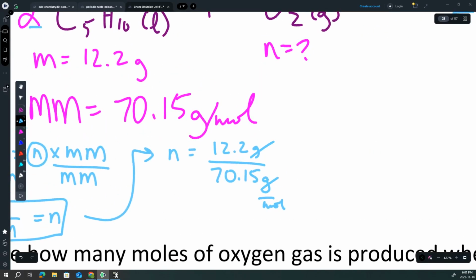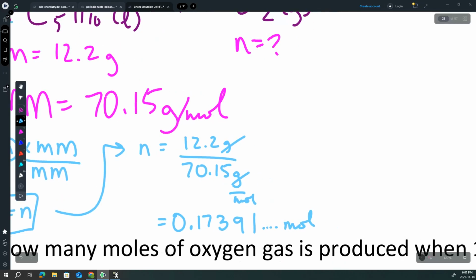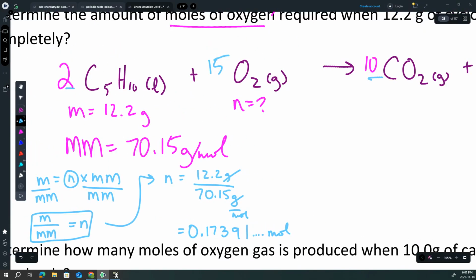All right, so grams, those cancel out, and 12.2 divided by 70.15, that's going to be 0.17391. Now, keep in mind this number keeps on going forever, so I'm going to write the dots and write moles. So now we got our moles of our given substance.